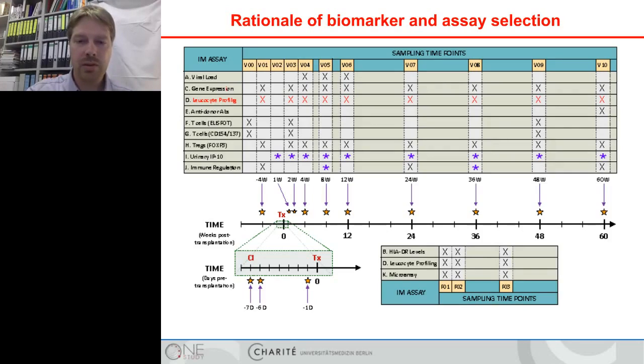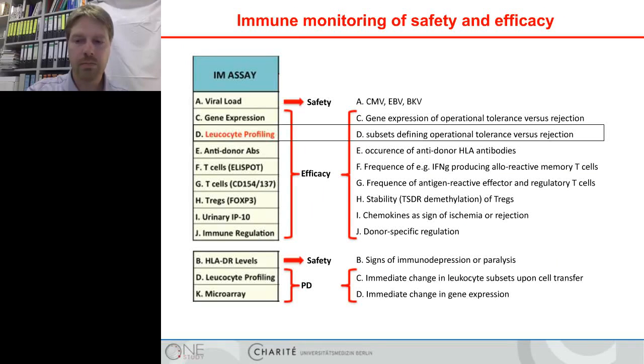We have also defined 3 additional visits around the time point of the cell infusion, and these visits include 3 different analytical tests as well as the leukocyte profiling via flow cytometry. Within the immune monitoring, we test the safety. Therefore, we determine the viral load, especially for CMV, EBV, and BKV, and also the level of HLA-DR on monocytes as a sign of immunodepression or paralysis.